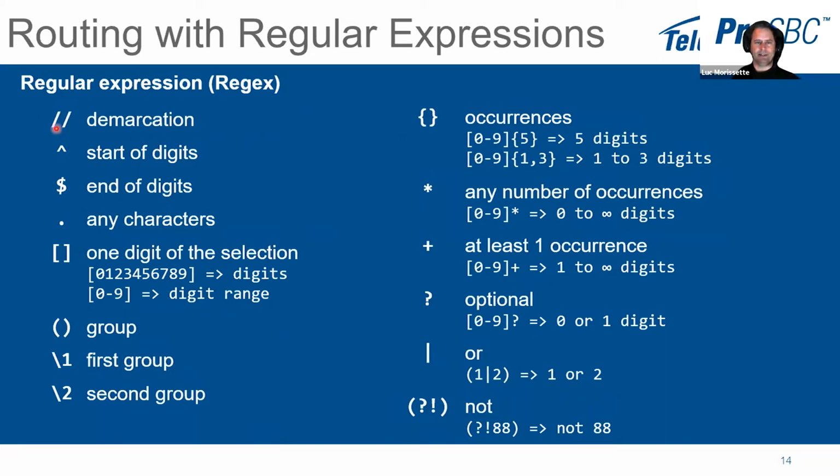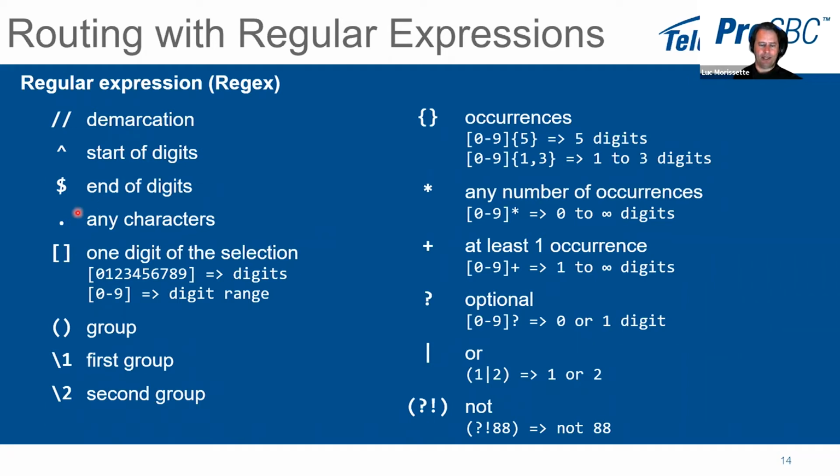You have the demarcation, which are front slashes. You will always get front slashes for the definition of your regular expression. Then you have the caret, or the little hat, which means start at the beginning of the number. So if you have a called number, start with the first digit, because you don't necessarily want to match anywhere in that number. Almost all regular expressions have this symbol. And the end symbol means go all the way to the end before accepting this regular expression.